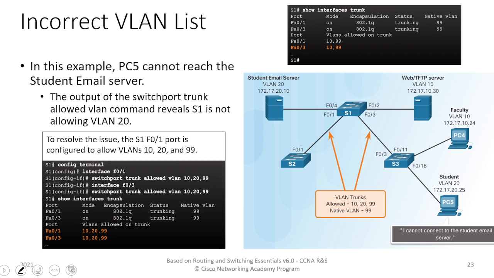Again, when we are verifying incorrect VLAN configurations, we can go and see what the allowed VLANs are on each of the trunks and see if that is configured correctly. In this case, we want VLANs 10, 20, and 99 to be allowed. But on one side, it's only configured with 10 and 99. So we have to change that configuration to allow all three.